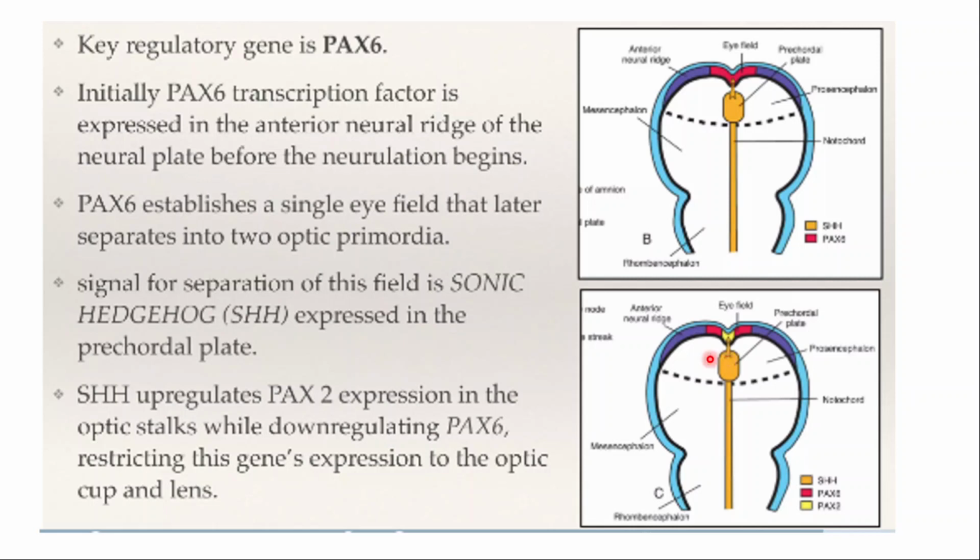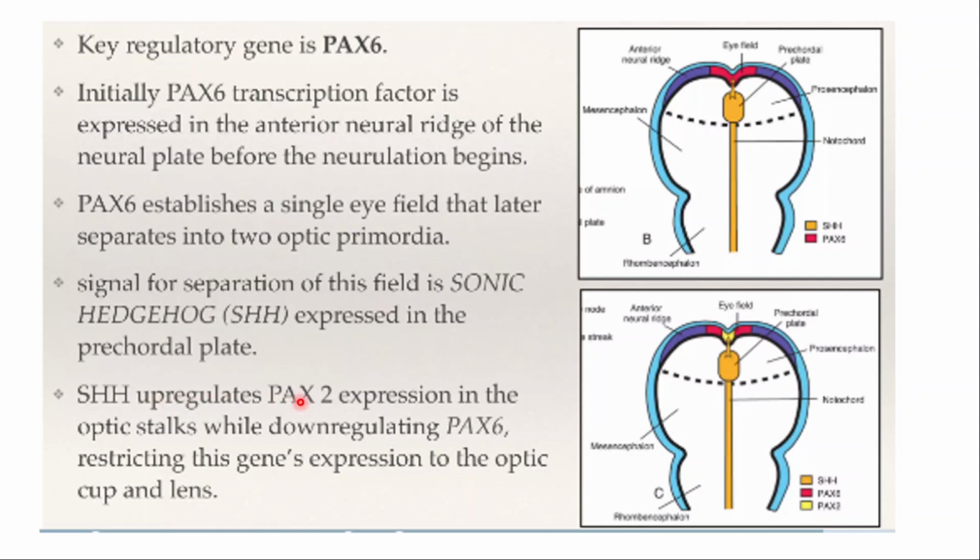So what does SHH do? The signal for separation of this field is sonic hedgehog expressed in the precaudal plate. So we know now that wherever there is sonic hedgehog, it will inhibit PAX6, creating separation of the eye field. If you focus on these two diagrams, the red region is the eye field. The job of PAX6 is to establish a single eye field, but that later separates into two optic primordia by the signaling of SHH. SHH will prevent expression of PAX6 in the middle, creating two different eye fields.